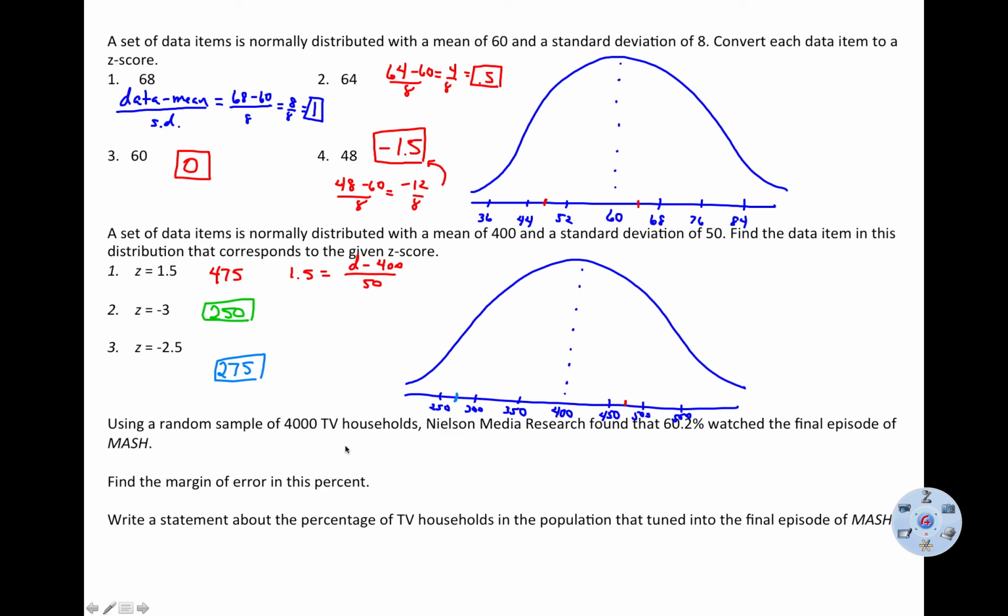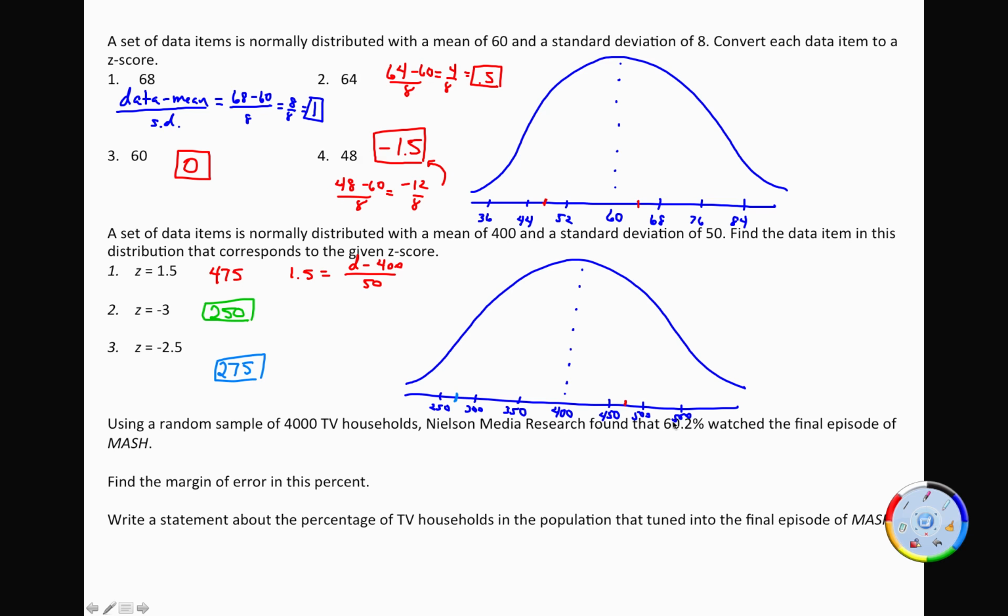Okay, and finally, using a random sample of 4,000 TV households, Nielsen Media Research found that 60.2% watched the final episode of MASH. Okay, let's read that again. I got lost in my erasing. Using a random sample of 4,000 TV households, Nielsen Media Research found that 60.2% watched the final episode of MASH. Okay, 60.2% of households. Okay.